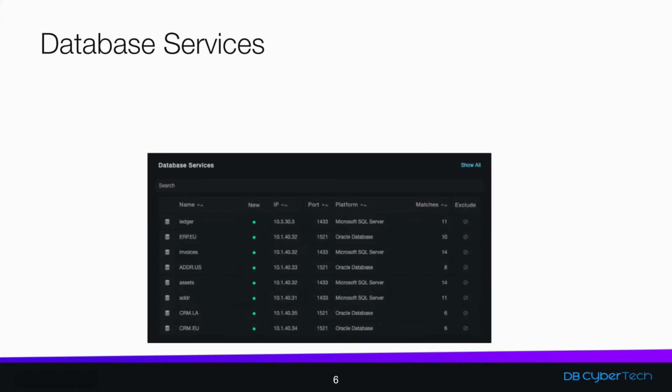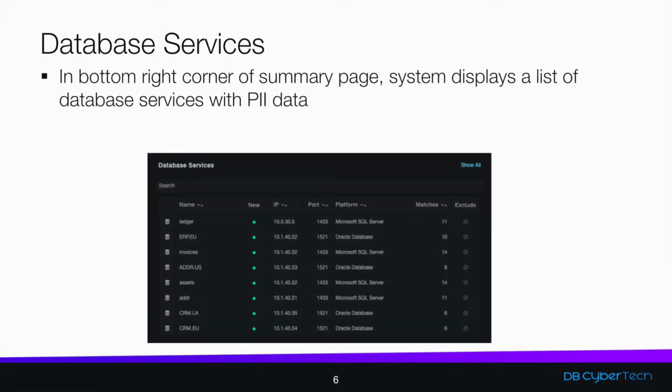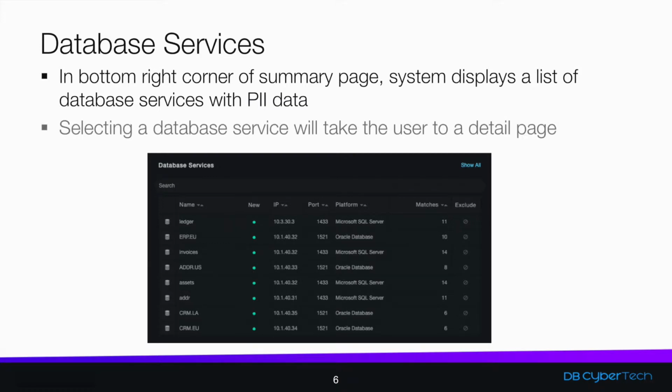And in the lower right corner of the page, the Aspecto platform shows a list of the database services in your network that have PII data. By selecting a database service, the system will provide details about such service.